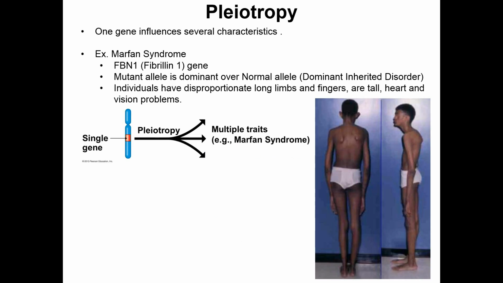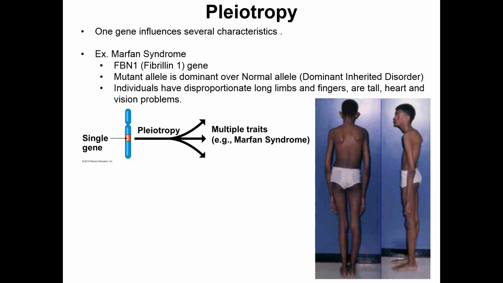Pleiotropy. So this is where you have a single gene that affects multiple traits in an individual. An example would be Marfan syndrome, the fibrillin 1 gene. In this case, the mutant allele is dominant over the normal allele, so this is a dominant inherited disorder.